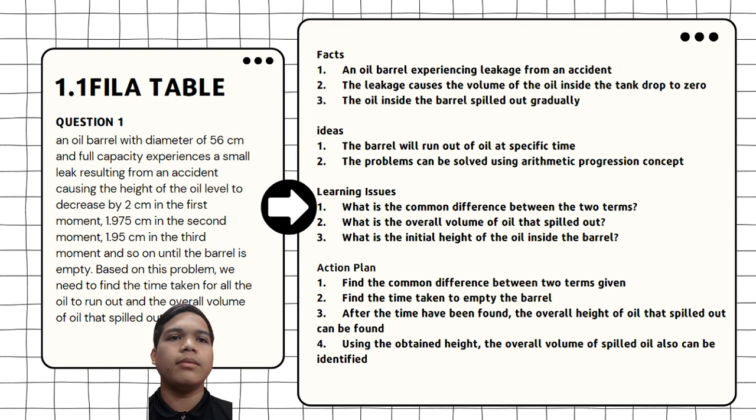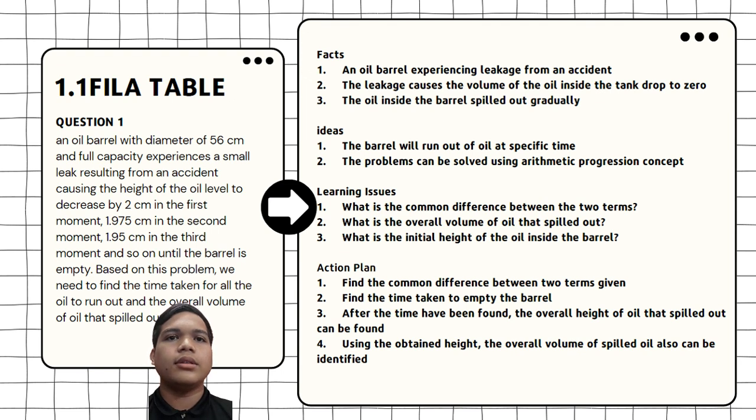Based on this problem, we need to find the time taken for all the oil to run out and the overall volume of oil that has spilled out. The facts that we get from this problem are: first, an oil barrel is experiencing leakage from an accident; second, the leakage causes the volume of oil inside the barrel to drop to 0; and third, the oil inside the barrel spills out gradually. The idea that comes out is that the barrel will run out of oil at a specific time, and the problem can be solved using the arithmetic progression concept.